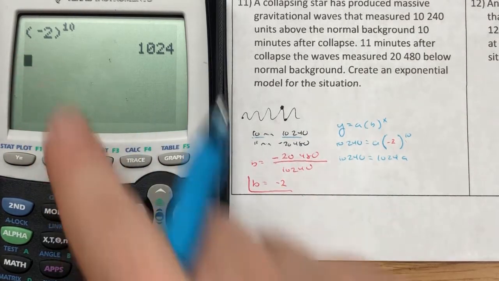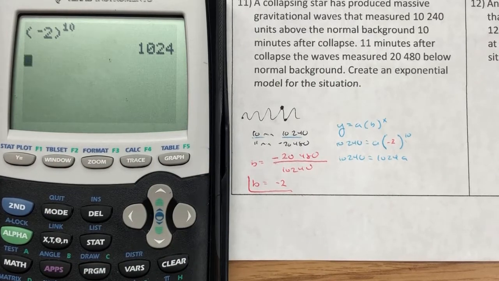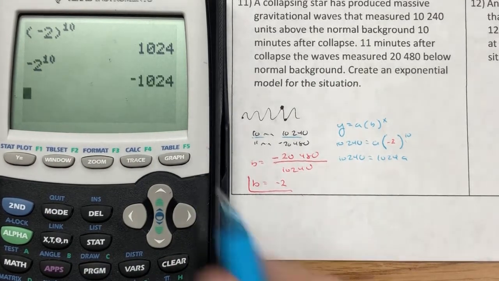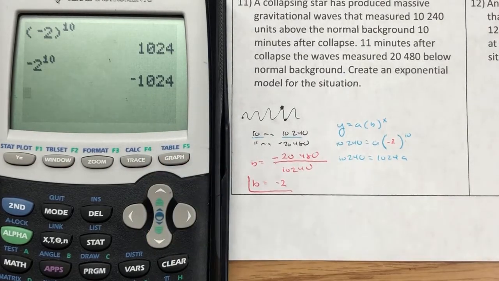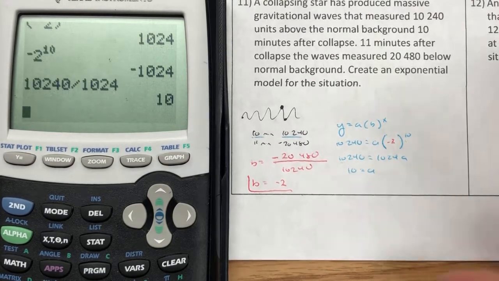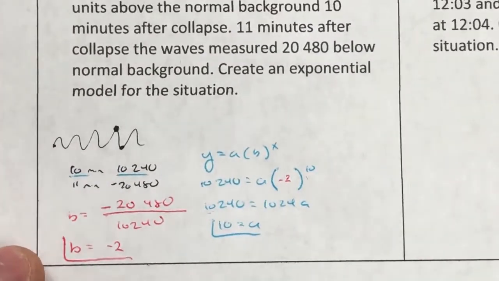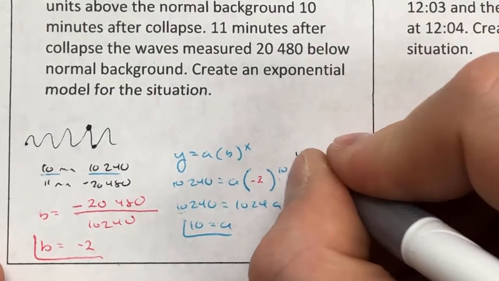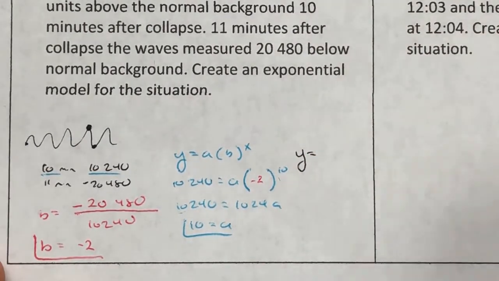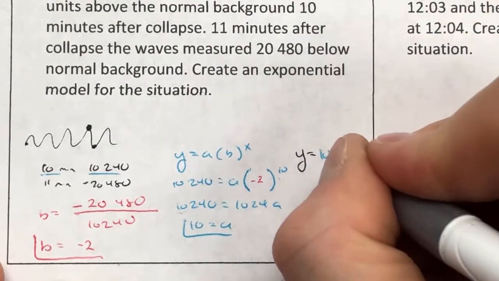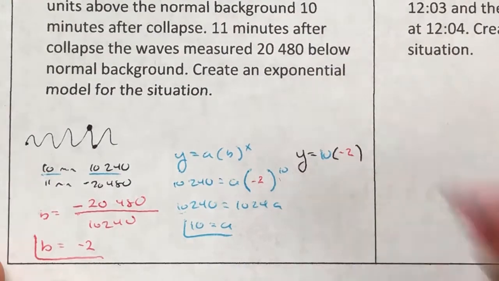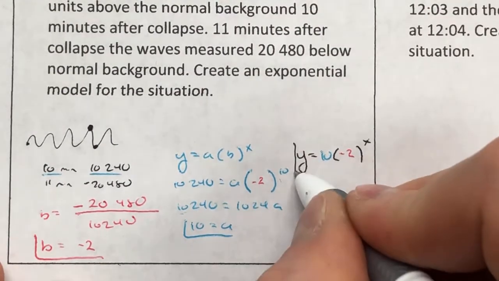Again, if I hadn't kept that negative 2 in parentheses, raising to the 10th power would have given us a negative number, and that would have thrown off our metric. This one also, I noticed that this is probably going to be equal to 10, but just to make sure, 10,240 divided by 1,024 is equal to 10. Yep, we just removed the 0. So we have our b and we have our a. And to model that, we have y is equal to a starting value of 10 times a rate of negative 2 raised to the x power.